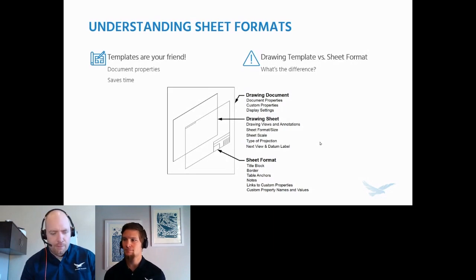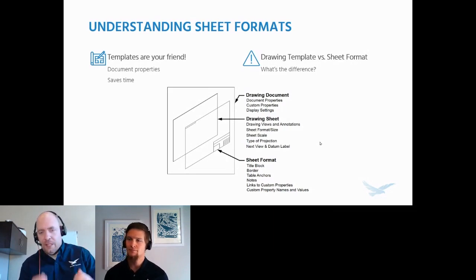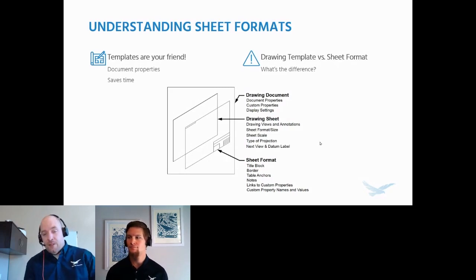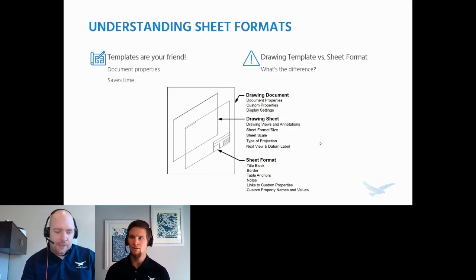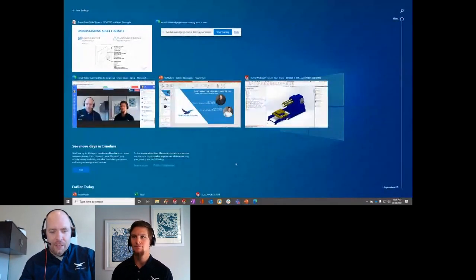I think the big thing that clicked for me when I was learning about drawings and sheet formats a long time ago was that there's kind of different things, and when you understand what's different about them, it explains why SolidWorks is set up the way it is by default, right? So what I mean by that, there's actually a little note in the help file that we could jump into.